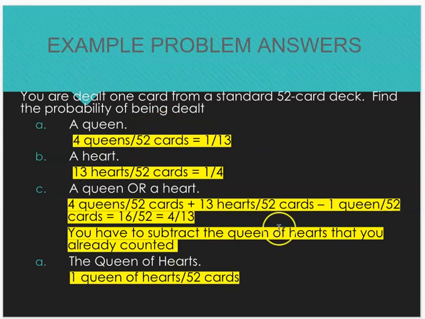You can see those answers on this last slide. All right, I hope that helped you with cards. This is a single card being drawn. If multiple cards are being drawn, that's going to be considered a multi-stage event.